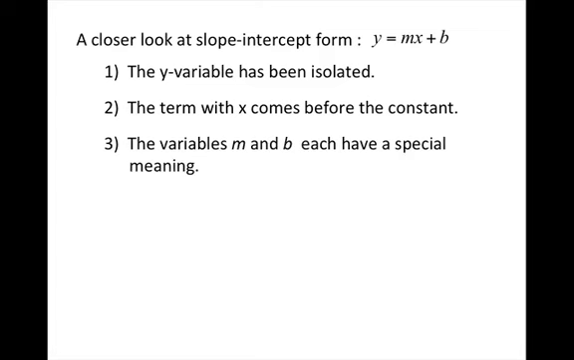And then finally, m and b have a special meaning. You might remember from a previous algebra class, m is the slope and b is the y-intercept. In this equation, we're not going to focus on the slope and the y-intercept. We're going to graph using other methods because they're more convenient in later lessons.